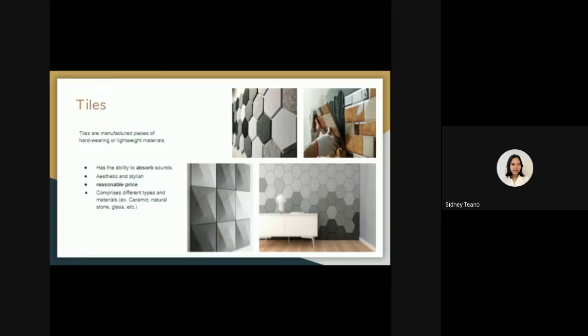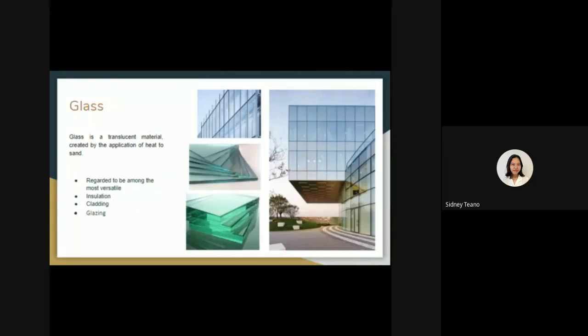Other walling materials include tiles. Tiles are valued materials for walling mainly because of their ability to absorb sound. They are made from different materials, some of which are natural stone and ceramic. Their aesthetic and stylish appeal also comes in handy, making the material more eligible for interior design. Additionally, these materials also come at a reasonable price. Next slide, please.